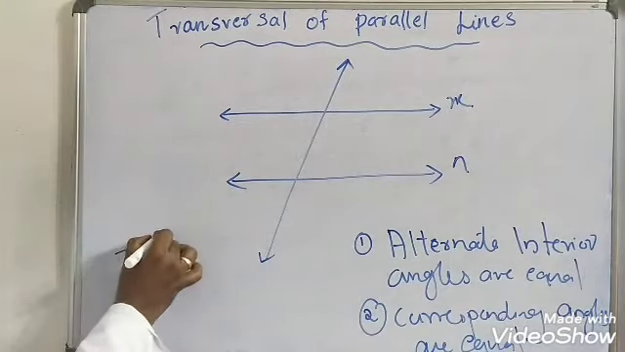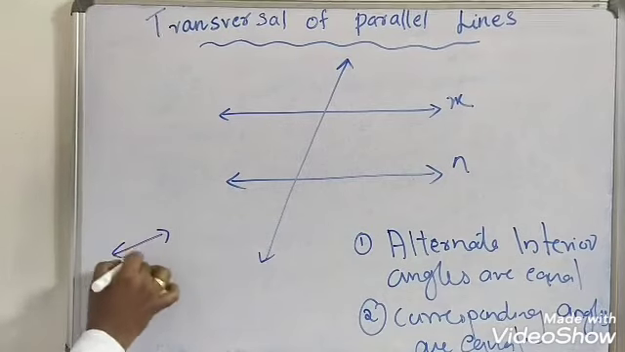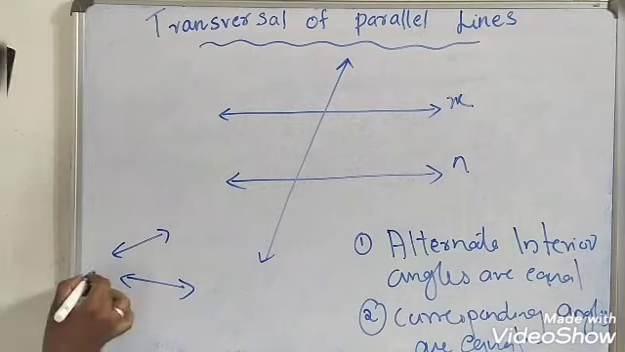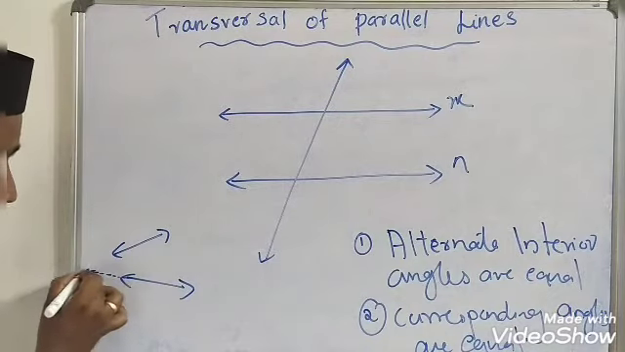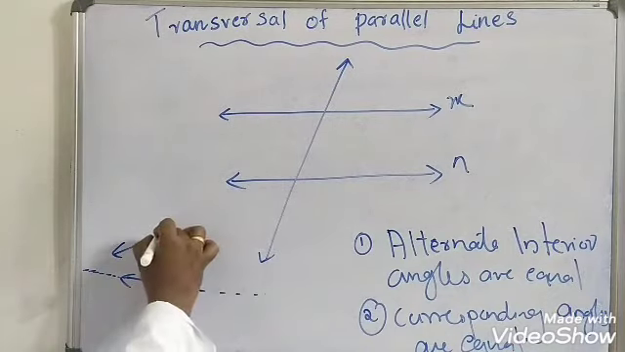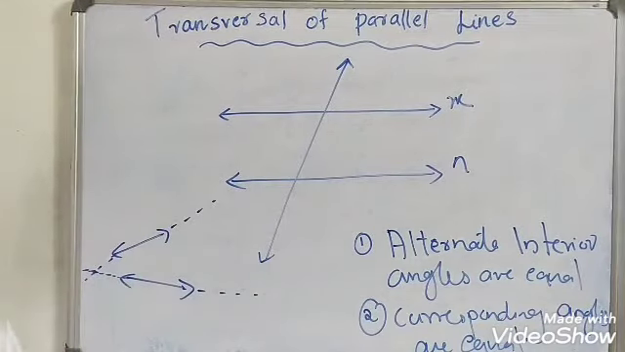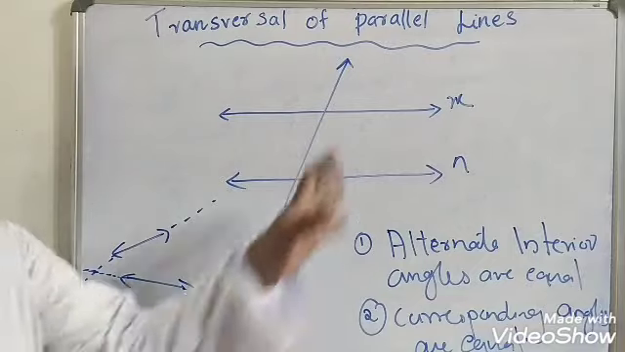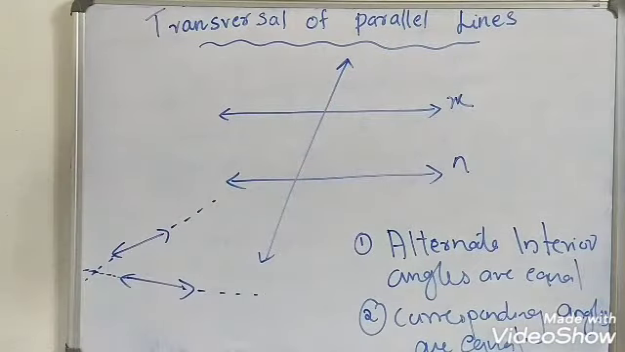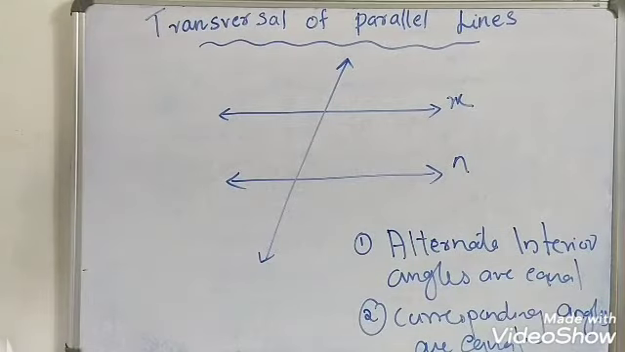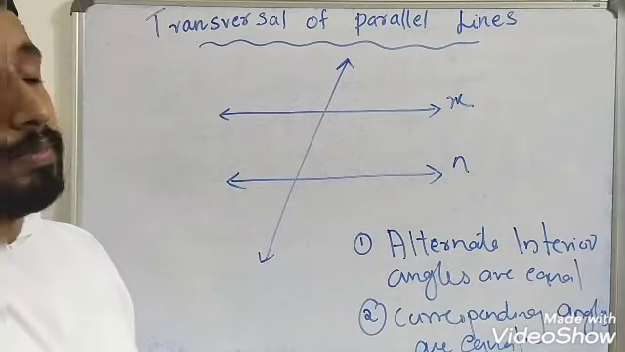For example, here is a line and here is another line. When we extend these two lines, they will go like this, and at this point they will meet. But parallel lines never meet, never intersect. That is called parallel lines. So M and N that go that way never intersect. Such lines are called parallel lines.